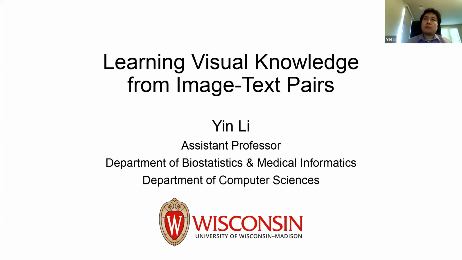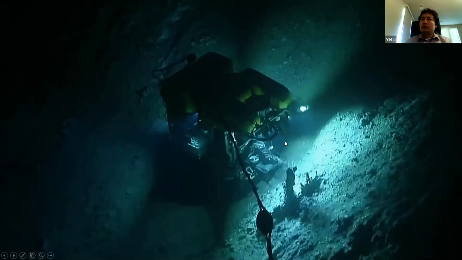In today's talk, I'm going to talk about some of our recent work, some of our early work and very recent work: learning visual knowledge from paired image and text data. Before we start our talk, let's really look at an image. This is an image I took from the Arizona State ASU website. It's not totally clear what is actually happening here.